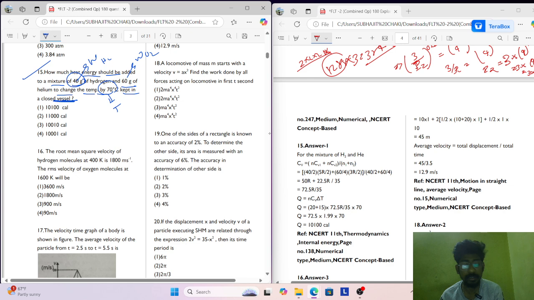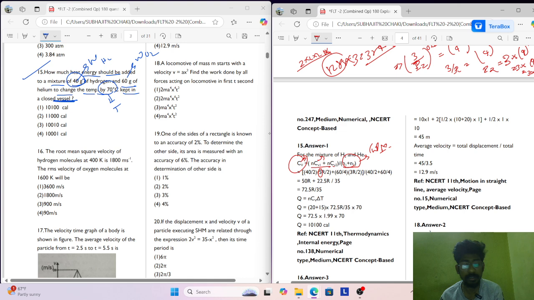Okay, so Cv is given by the formula n1 Cv1 plus n2 Cv2. Cv is the specific heat of gas at constant volume. n is the number of moles, n equals W by M, the weight of the gas divided by molecular weight. Put all the values in the formula. This is 40 by 2, and 5R by 2 for a diatomic gas. Freedom number is 5.